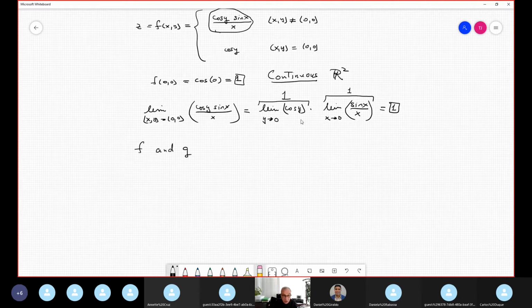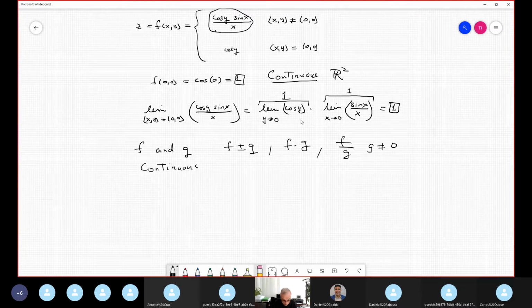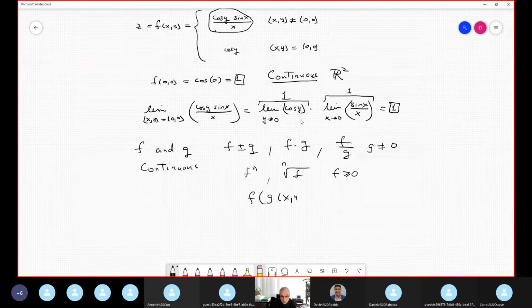together, the combination, addition, or subtraction, is continuous. Suppose that F and G are continuous. Multiplication is also continuous. Division is also continuous, except when G is zero. Any operation. The power is continuous. Root is continuous, except when F is less than 0, it needs F greater than or equal to 0. And the composition is also continuous. So the composition F of G of X, Y is continuous.